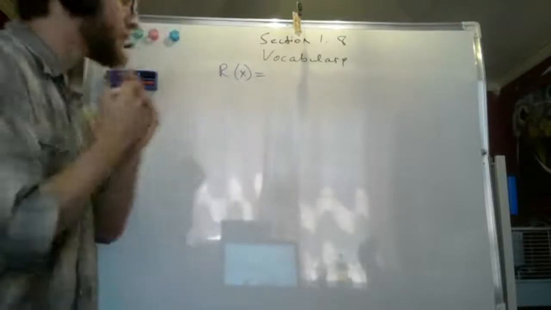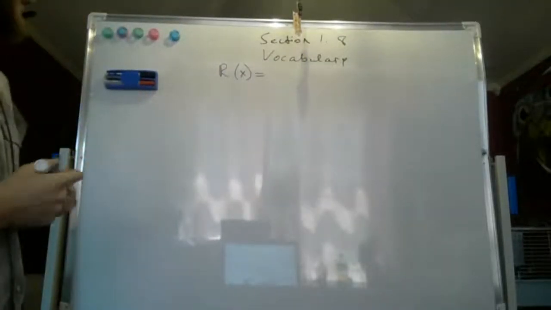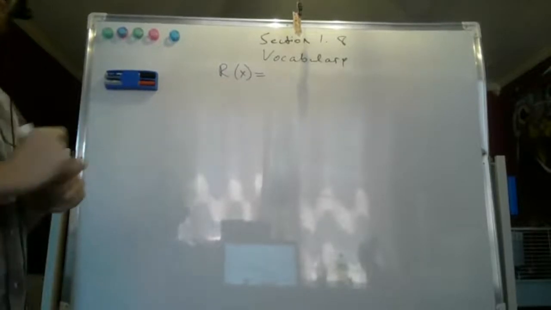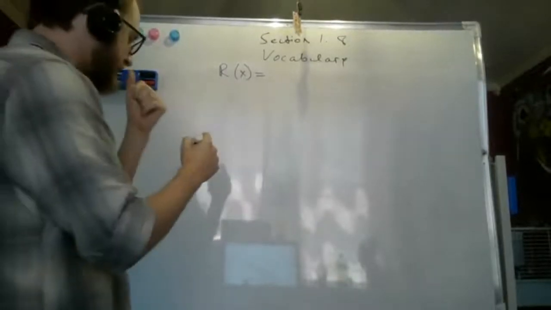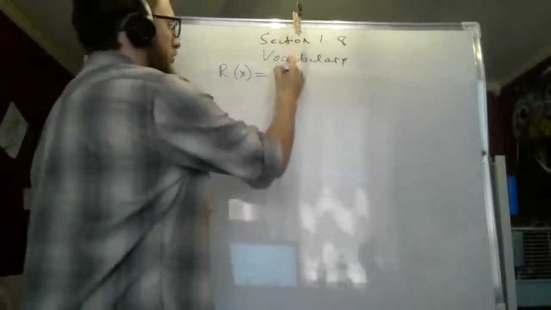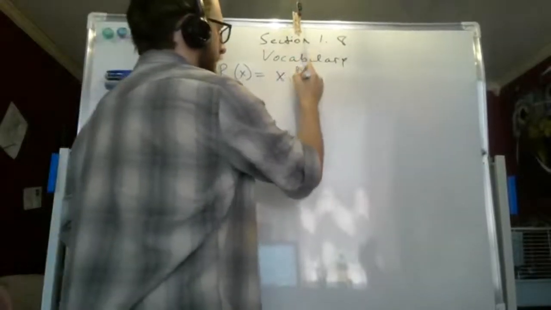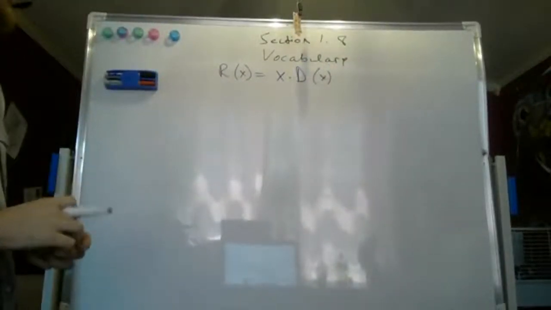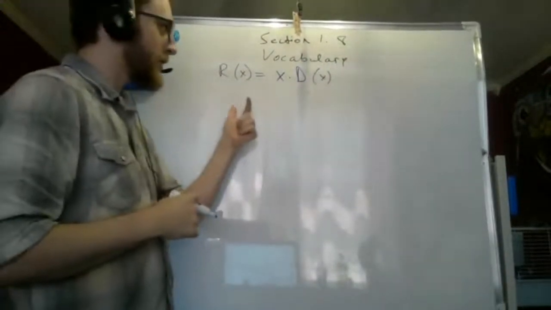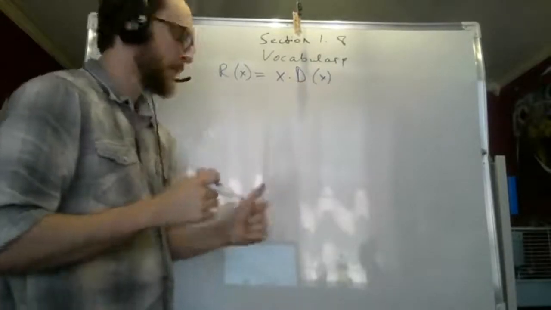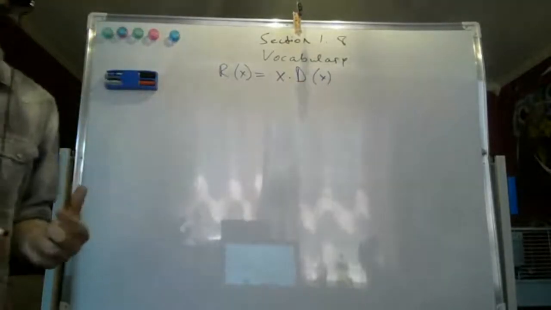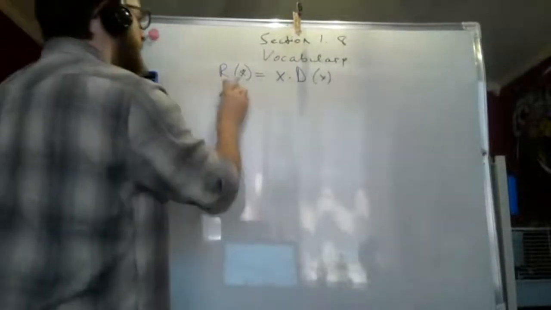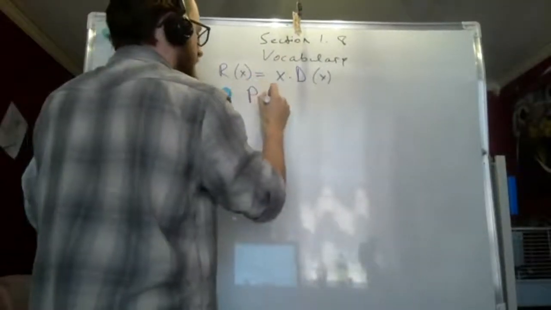At any rate, so we're talking about business applications. R of x, this is revenue. So we discussed earlier that revenue is x times D of x, our demand function. We've also talked about our cost function, and we already talked about the demand function here. So the next thing we want to talk about is what is profit? The actual profit.